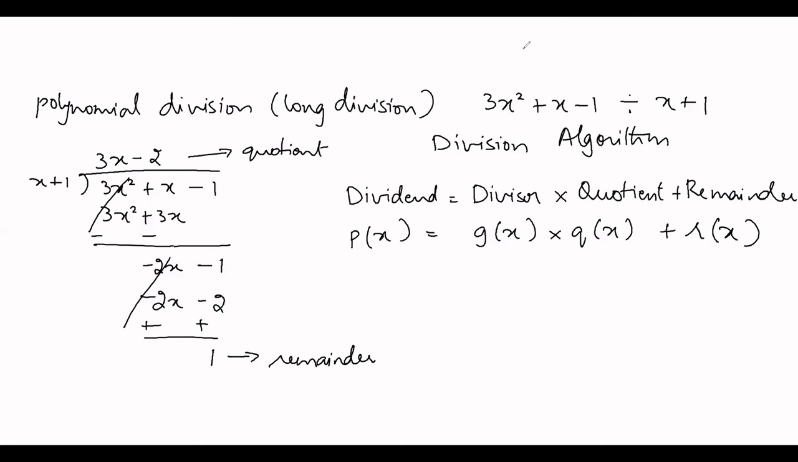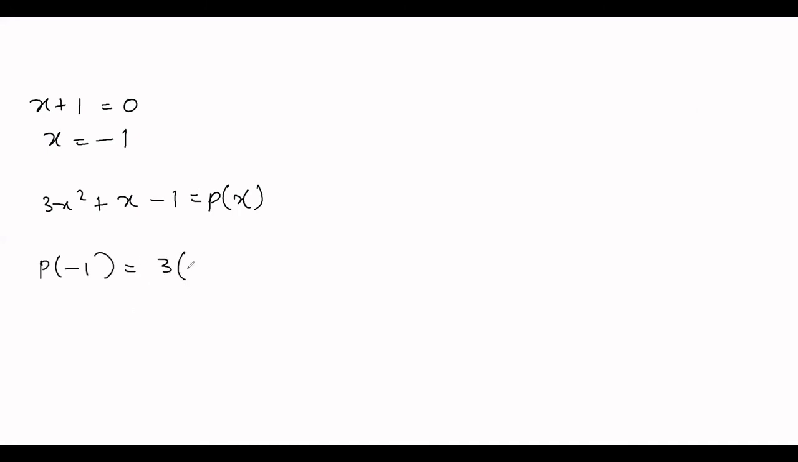So now in this example, I had the divisor as x plus 1. If I put this equal to 0, I get x is equal to minus 1. What was my dividend? 3x squared plus x minus 1. So this is p of x. Now, if I were to find p of minus 1, I get 3 times minus 1 whole square plus minus 1 minus 1. 3 minus 1 minus 1, 3 minus 2, which is equal to 1. So p of minus 1 is equal to 1.